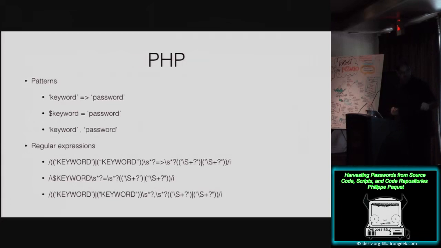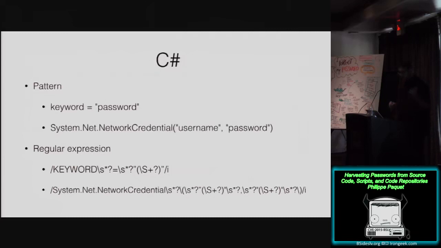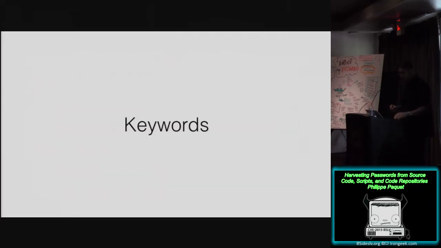PHP gets a bit more complex because strings can use single quotes or double quotes. So you have to consider all the possibilities when you're developing your regular expressions. Python is the same as PHP, just consider that you can have Unicode strings. Because of the Unicode strings, you need to consider that little u there. And for C#, I'm going to give you an example where we have a function that usually contains credentials.